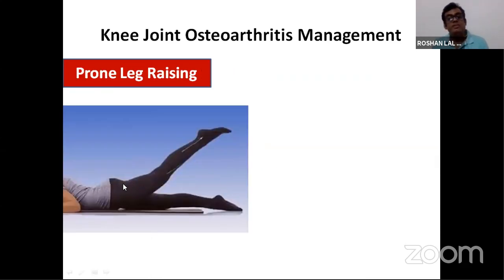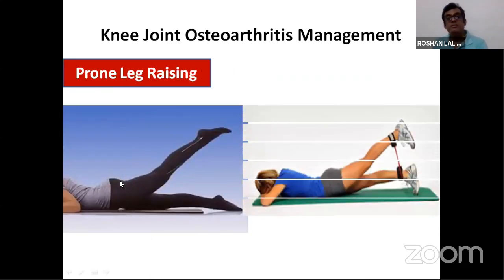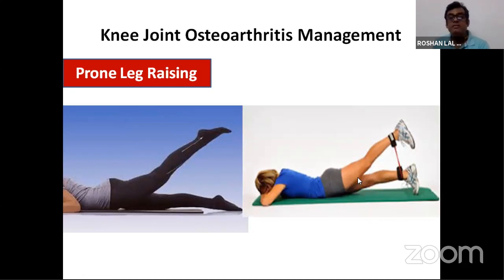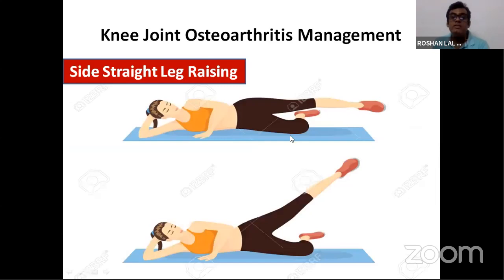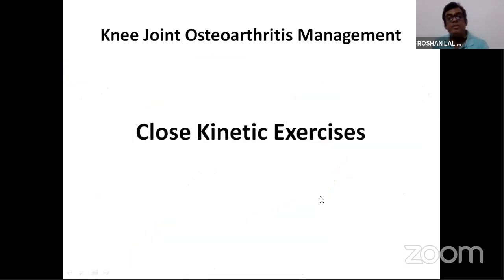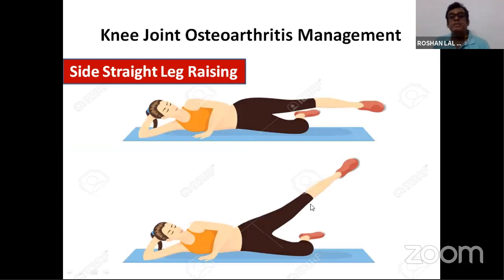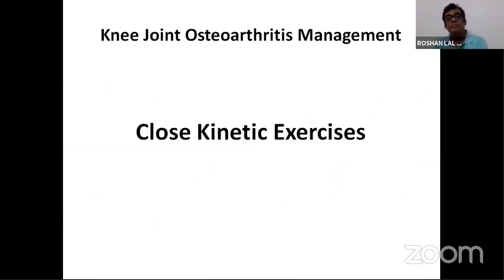This is prone SLR for the gluteus maximus, and this can be done against resistance. For this side SLR, initially we can do it at 20 degrees, then it can be progressed to 60 degrees or 50 degrees. So these isometric exercises are basically to improve the strength of the muscle so that we can increase the stability of the joint.